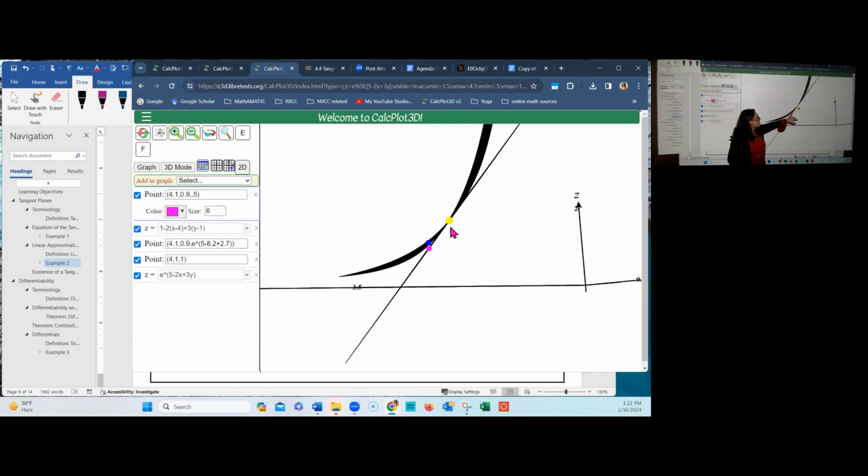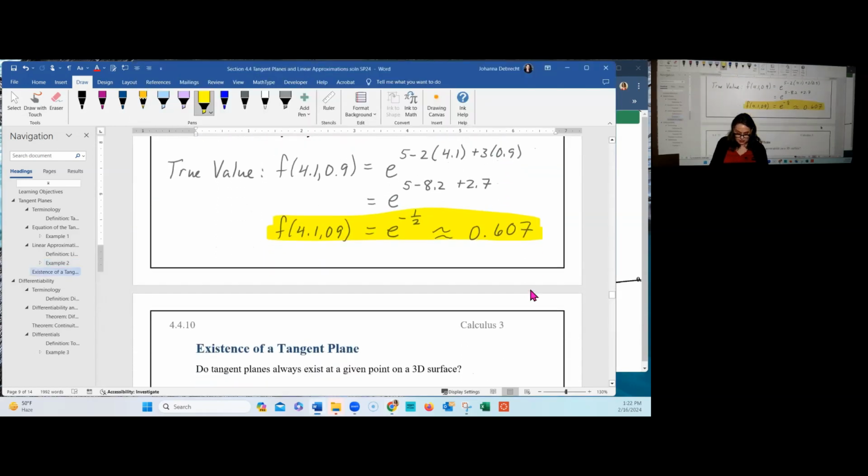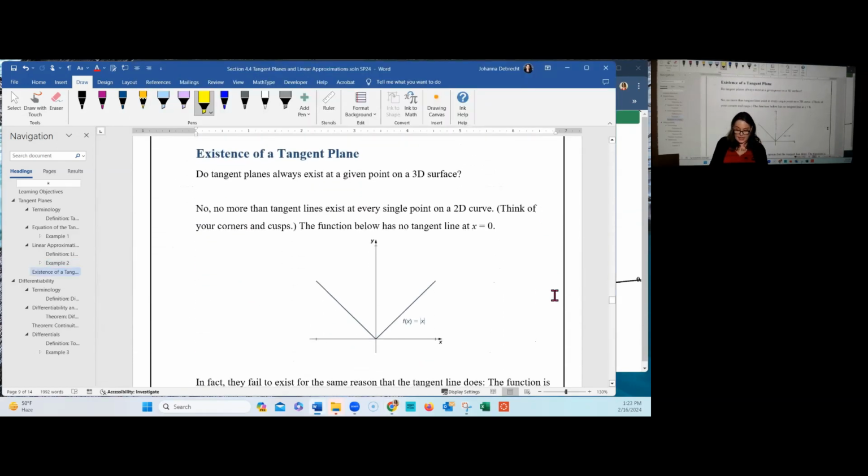The pink dot represents our linear approximation value, the 1/2, on the tangent plane, but is not actually on the surface. The true value of it is the blue dot, which is actually on the surface itself. The next thing we want to talk about is when does a unique tangent plane exist, and when does it not?